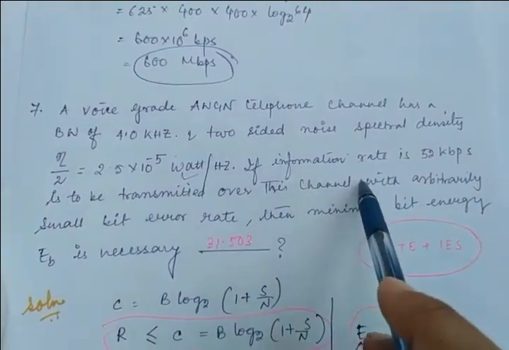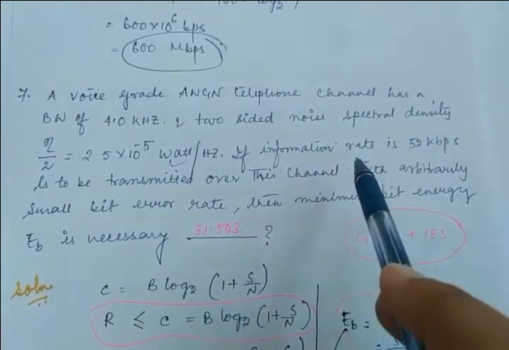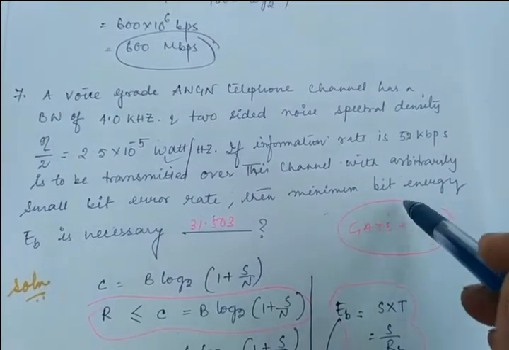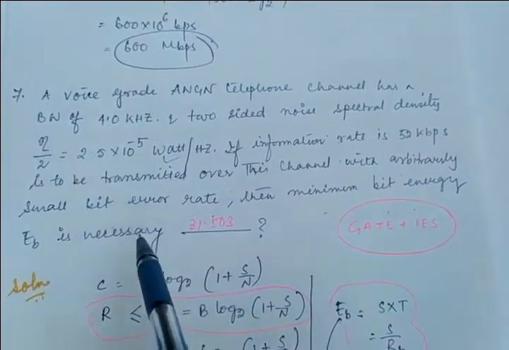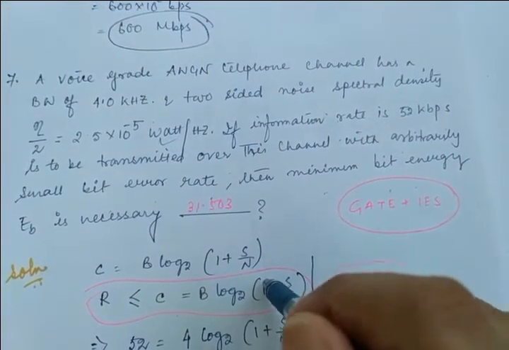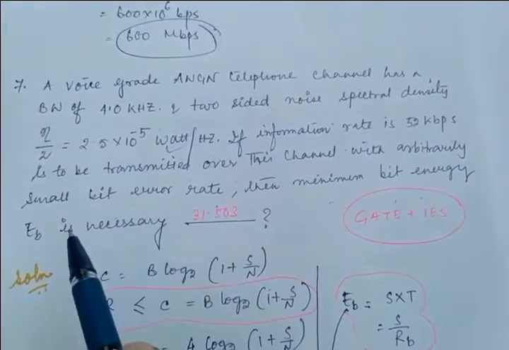If the information rate is 52 kbps, is to be transmitted over the channel with arbitrarily small bit error rate, then the minimum bit energy Eb, right? So there is no option. You have to calculate the answer and put it in the blank portion. So you have to calculate the value of bit energy.